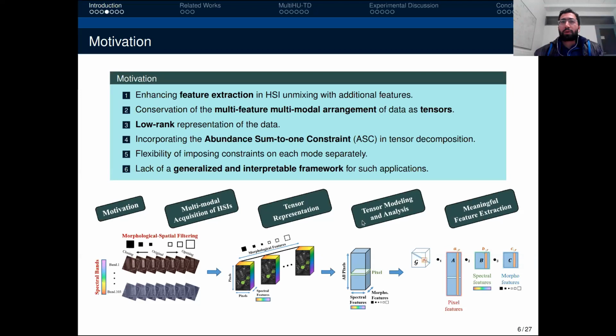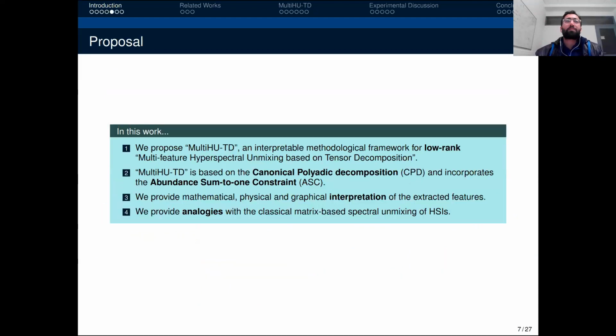Then we use the tensor modeling and analysis, where we streamline all the pixels, and then we have a low rank data tensor, and then we extract the features based on tensor decomposition.